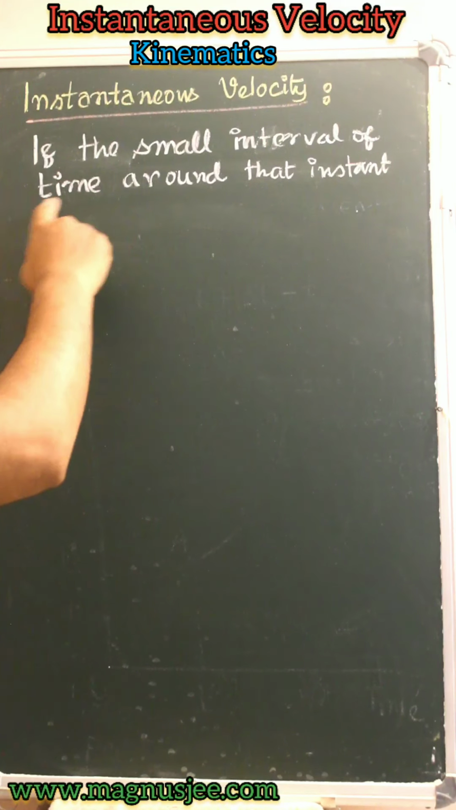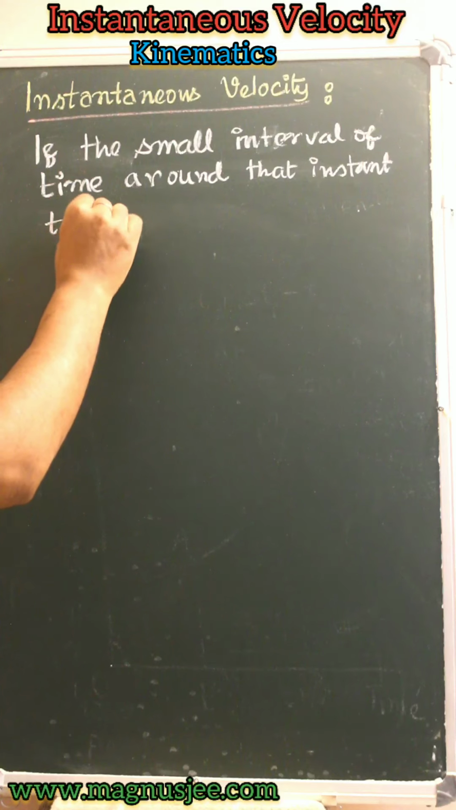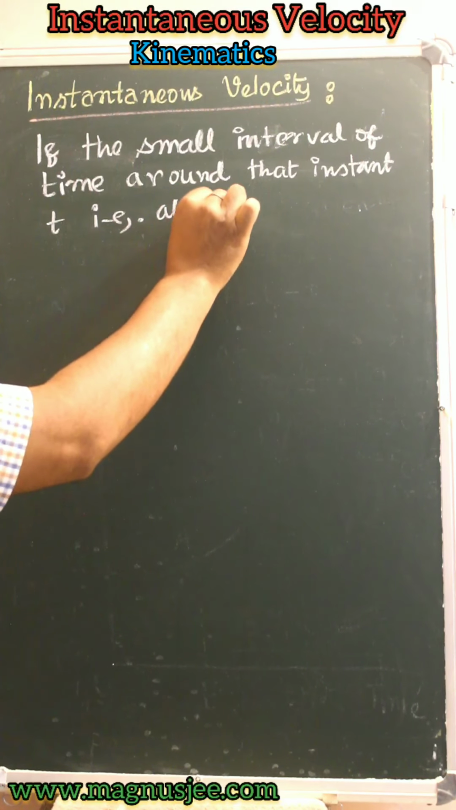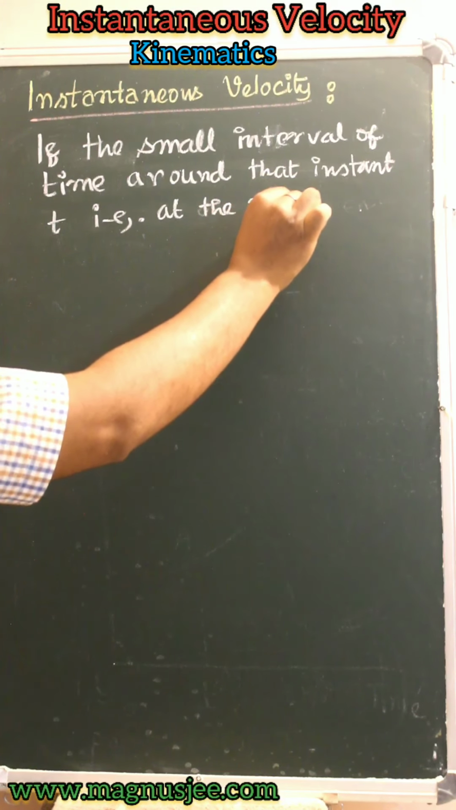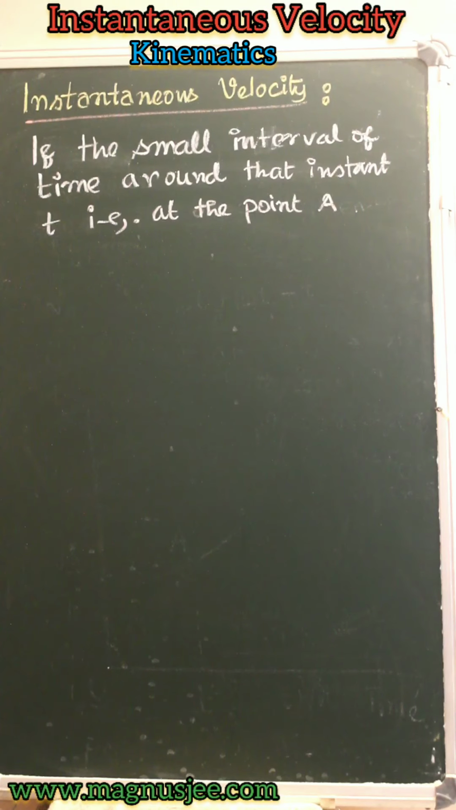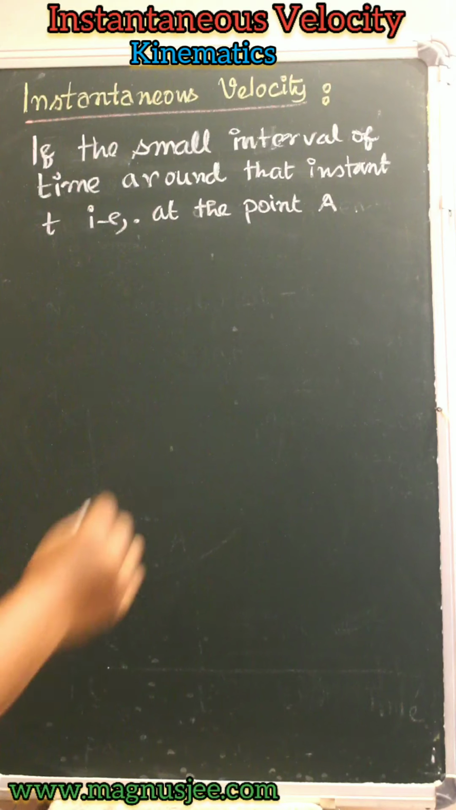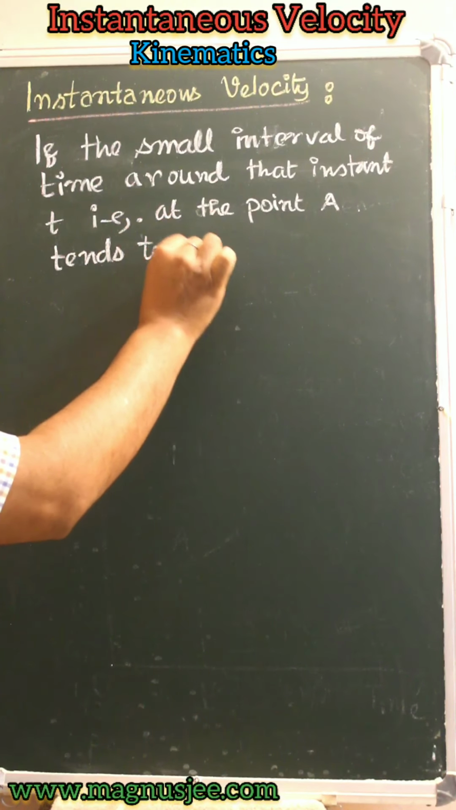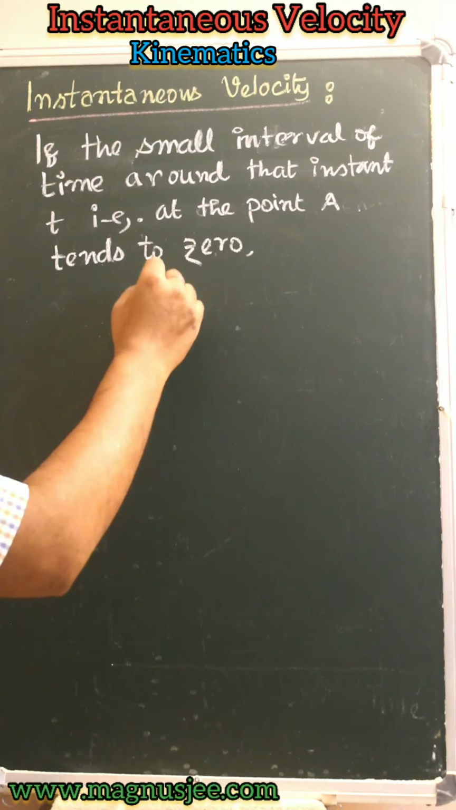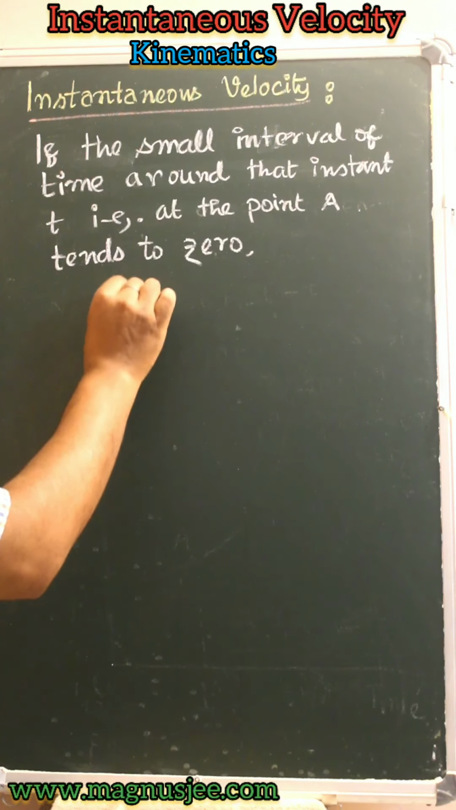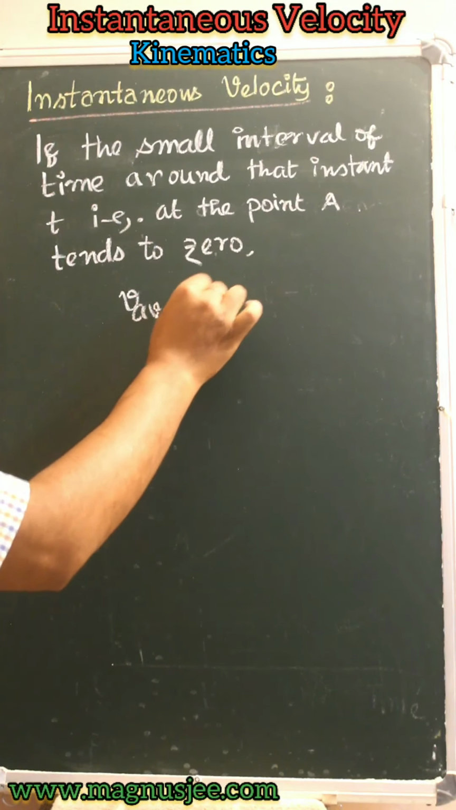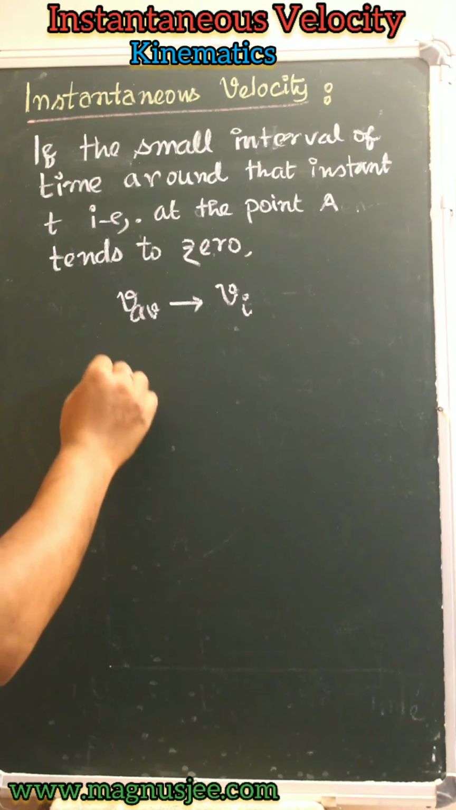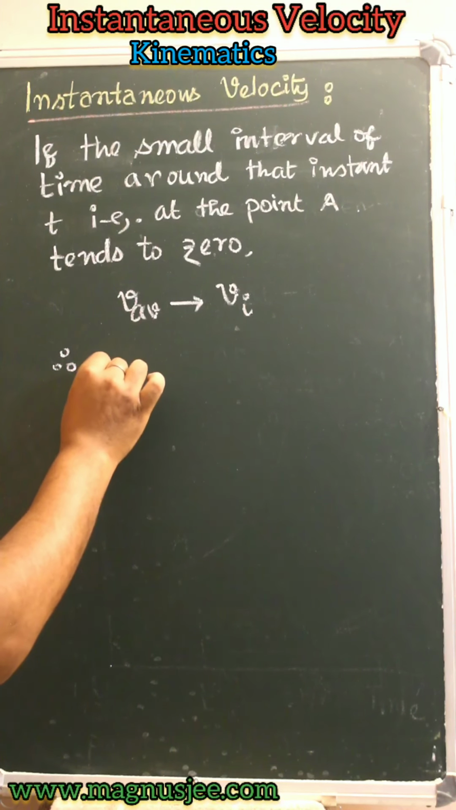If the small interval of time around the instant t, that is at the point A, tends to 0, then VAV tends to VI, which means the average velocity around that time will be equivalent to the instantaneous velocity VI.